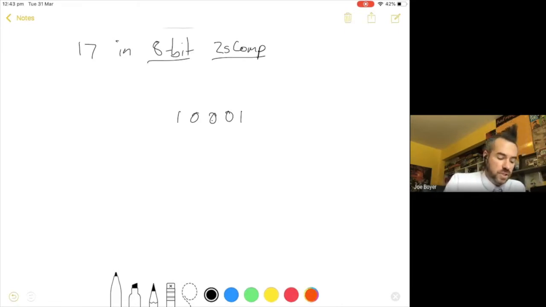Anytime a question says, give the answer in 8 bits, you need to put in some leading zeros to make sure that we get to 8 bits. So a better answer for this is 00010001. So yes, we're now doing 8 bits. We're doing 2's complement, but because it's a positive number, we can ignore that.